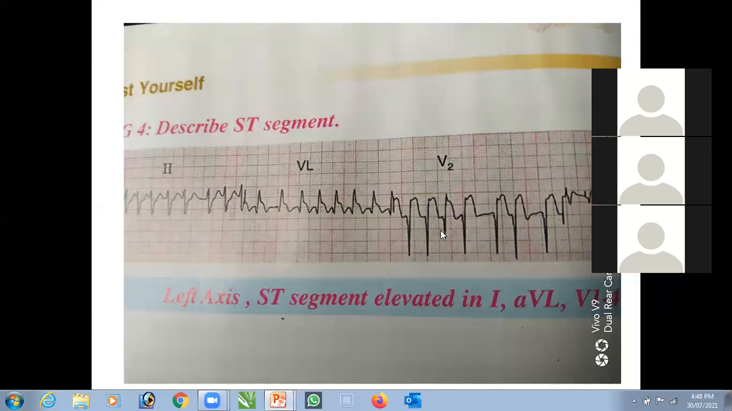When the rate goes fast, there is no time for diastole. You know what is diastole? Relaxation. When the heart rate is about 200, you can imagine what pace the heart is beating. It is almost beating 2.5 times faster. Where is 70 and where is 200? Almost 3 times. So that is why they are all merging.